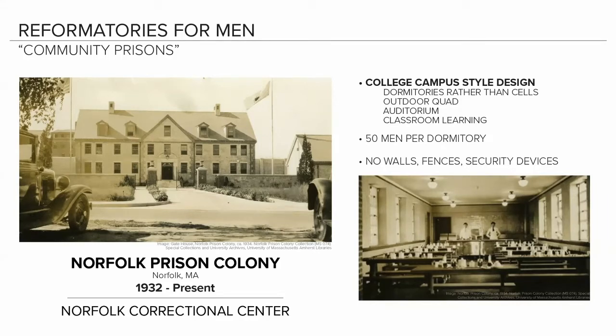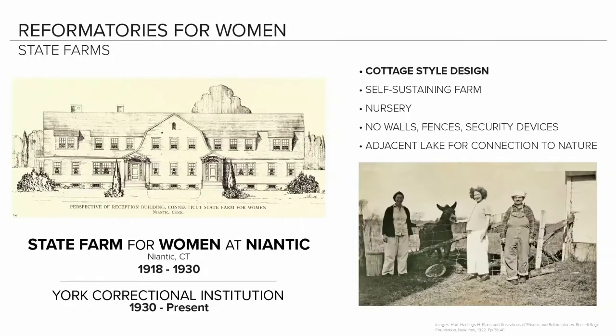The Norfolk Prison Colony still operates today, but it is now the Norfolk Correctional Center and is very common to a modern prison. A great model of the reformatories for women were the state farms. A great example being the State Farm for Women at Niantic in Niantic, Connecticut, opening in 1918. This model was meant to teach women education, reading and writing, cultural aspects, arts, and basically uplift them to resume their duties in society. This was a cottage-style design, a self-sustaining farm where the women gardened and basically grew their own food and maintained animals.